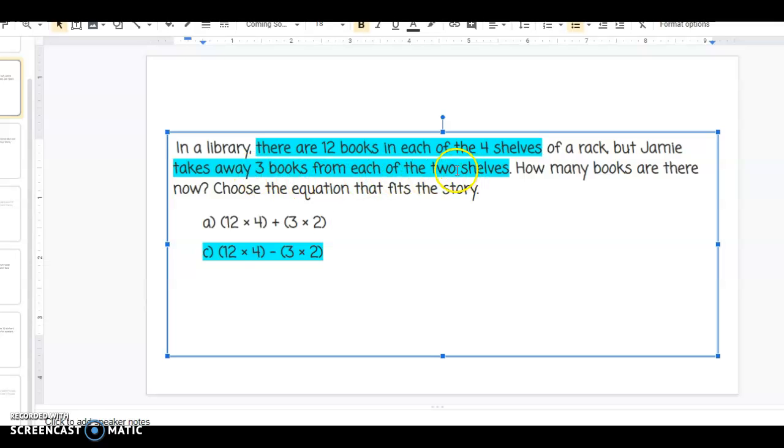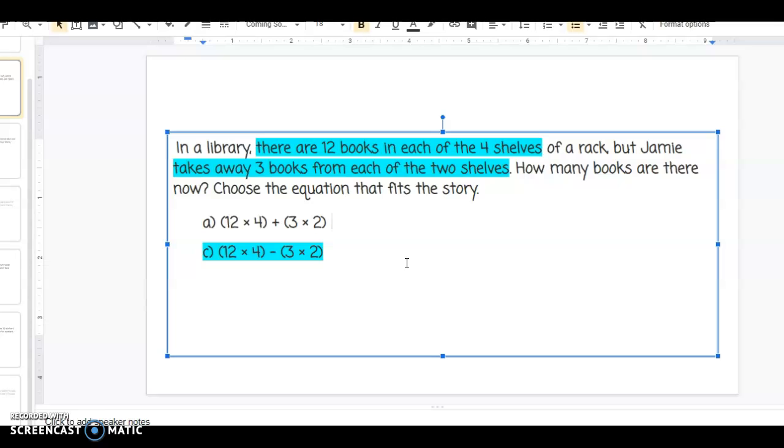3 books from each of the 2 shelves. So I have 2 sets of 3 that I'm taking away from my 4 sets of 12. So that's what I'm going to look at. If I do 12 times 4 first, and then I need to do 3 times 2 because it's in my parentheses, that would be my next step, and subtract this answer from that answer, and then I would get my final answer on how many books are left on the shelf.